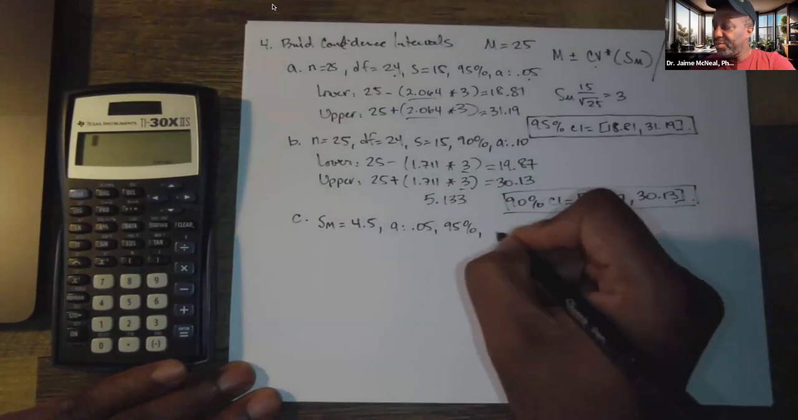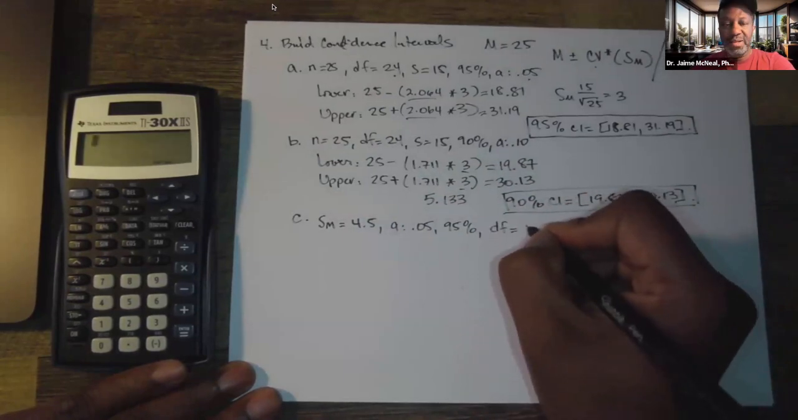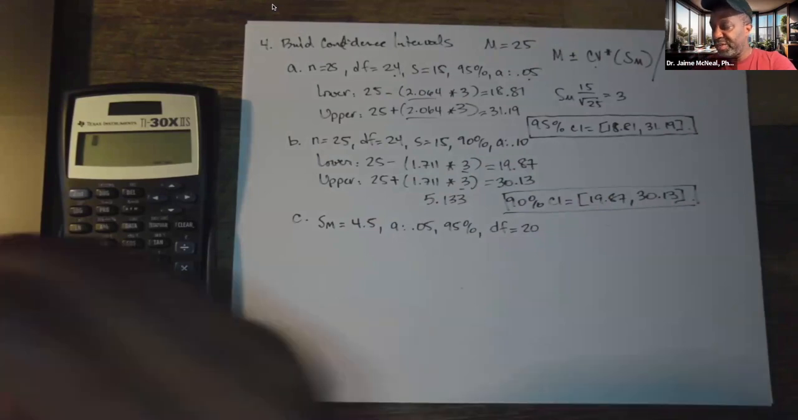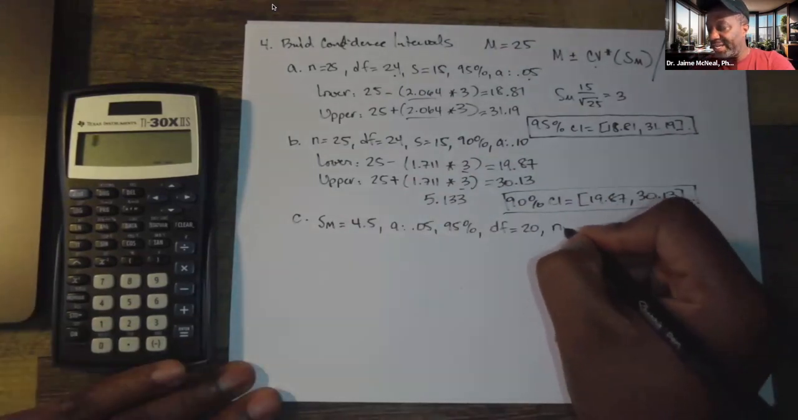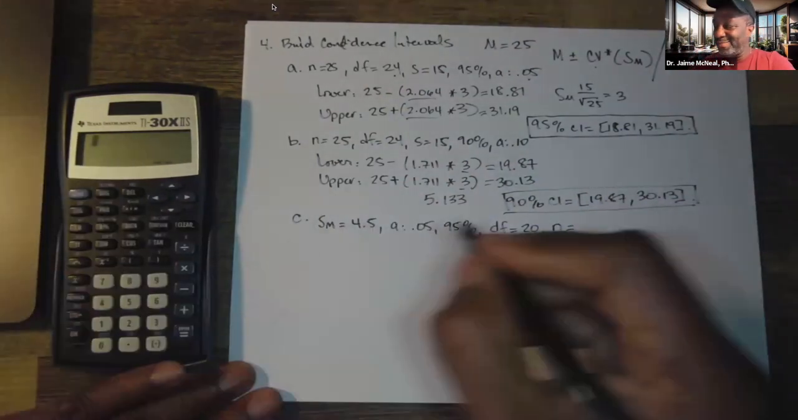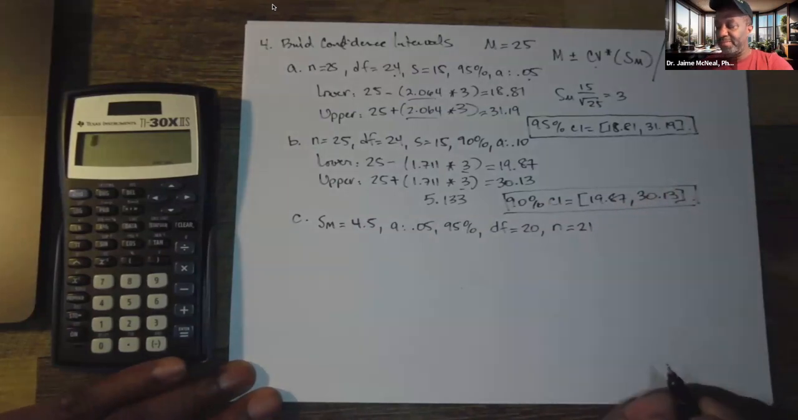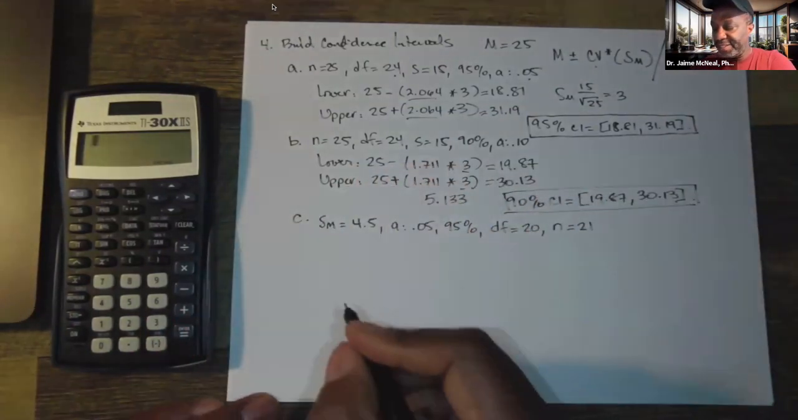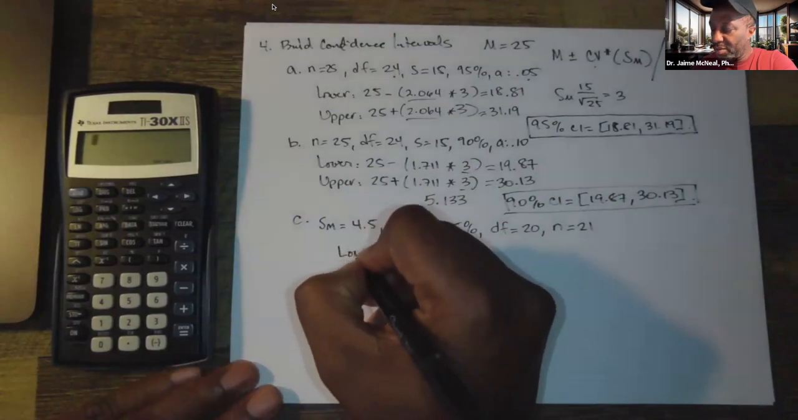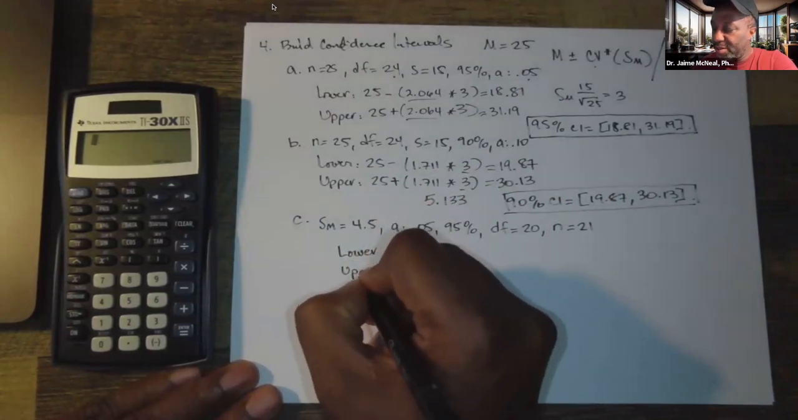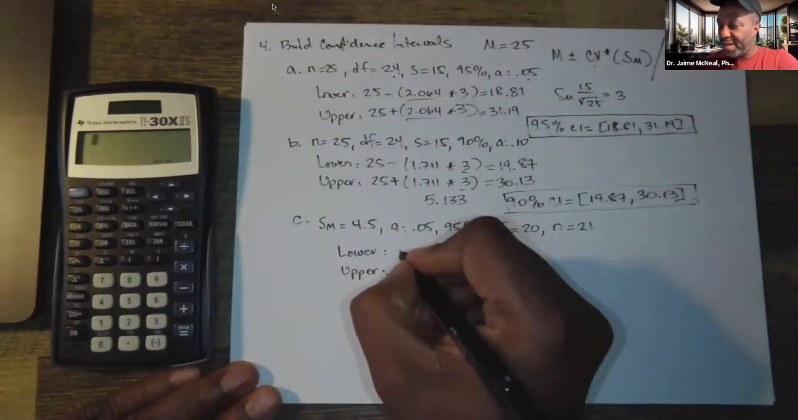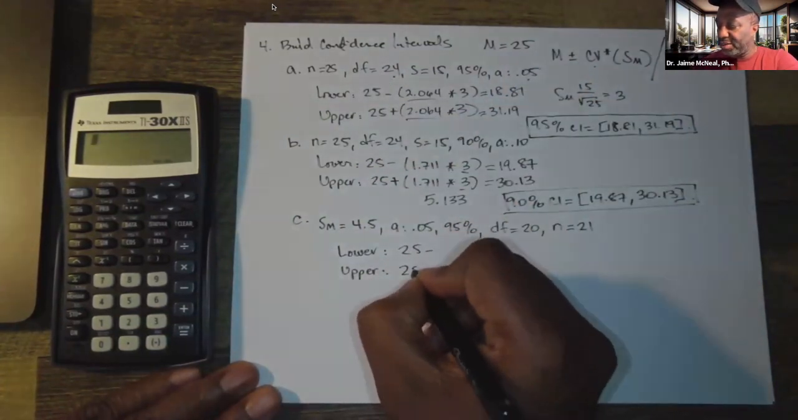And they give us the degrees of freedom of 20, which now we know, if the degrees of freedom are 20, what is the n? If degrees of freedom are 20, n must be 21. All right, let's see how we use that to figure out the confidence interval. Lower, upper. For every problem, the mean is still 25. So 25 minus, 25 plus.